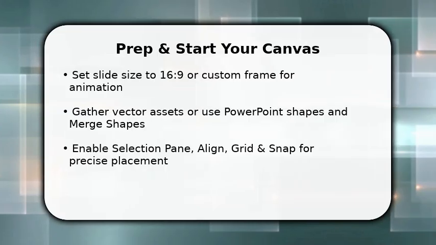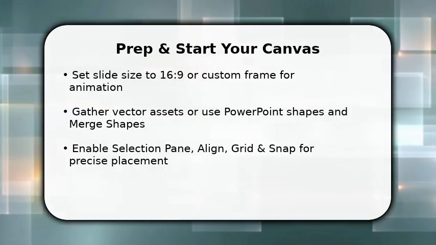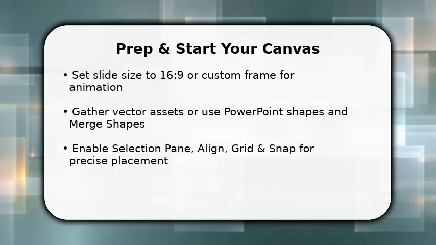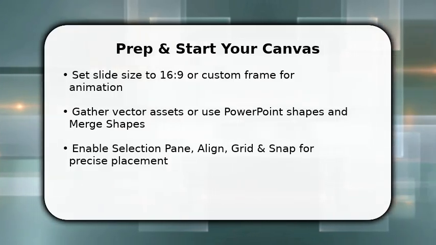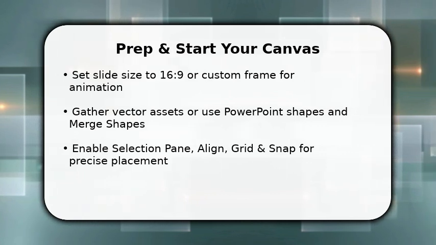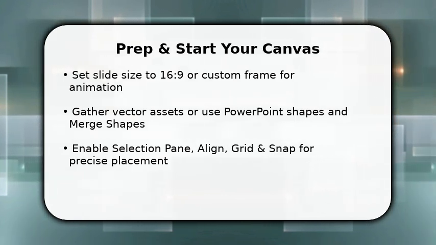Once done, open the selection pane and name layers logically. Make sure to enable grid and snap for accurate motion paths. These steps reduce rework later and let you focus on motion rather than fixing alignment problems.